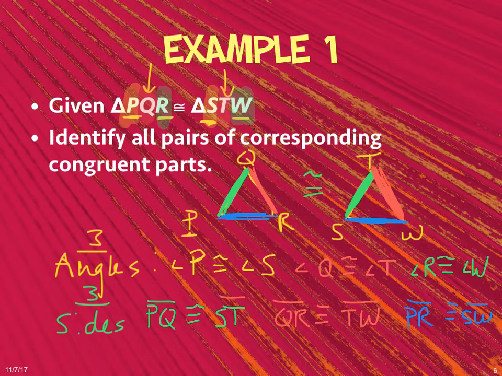And just a little side note here, remember that we can name this segment here SW or WS, whichever way you prefer when you're naming a segment. You could either name it this way or this way, and you're still talking about the same segment because it's the same distance. So you could name this segment WS or segment SW, and it's talking about the same thing.